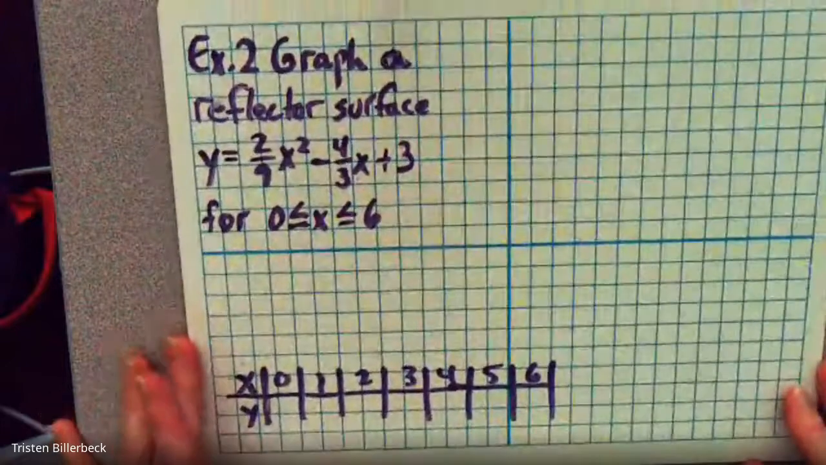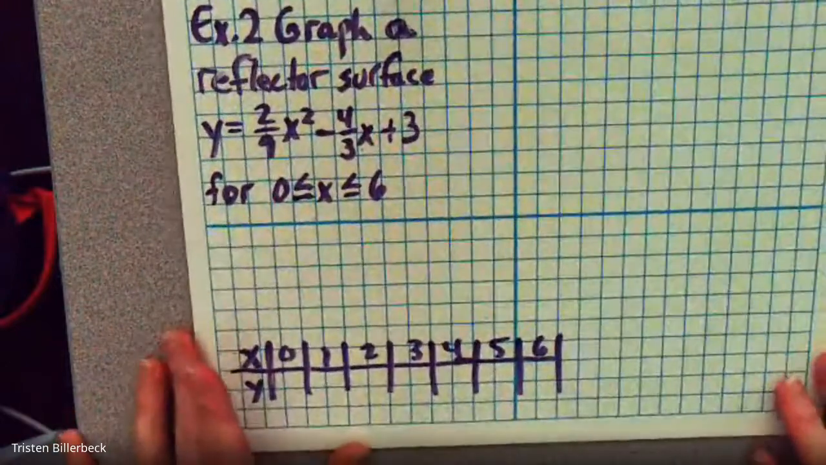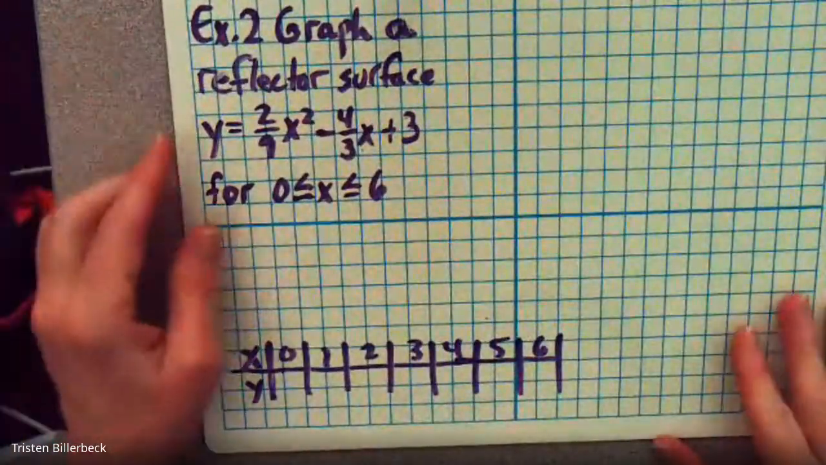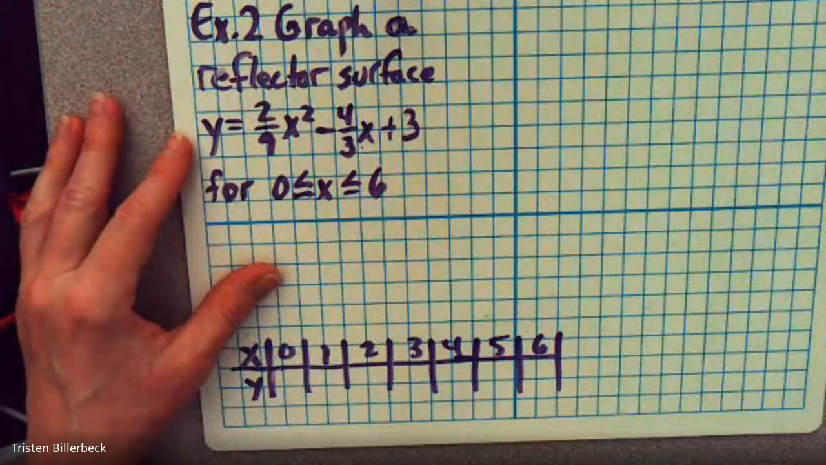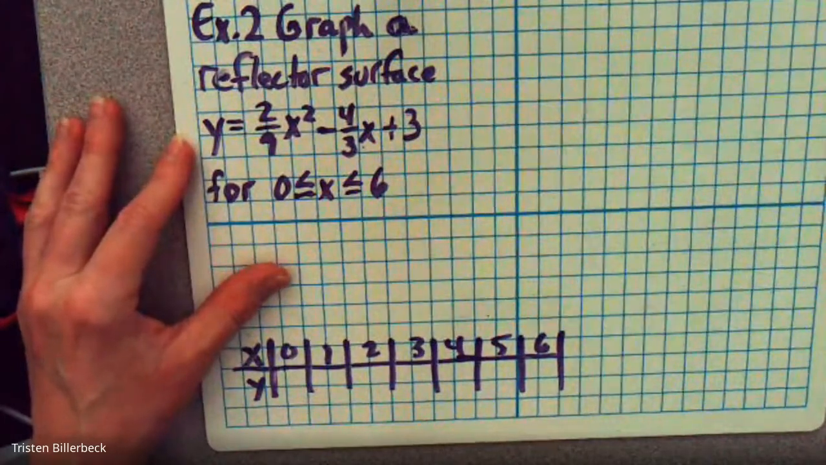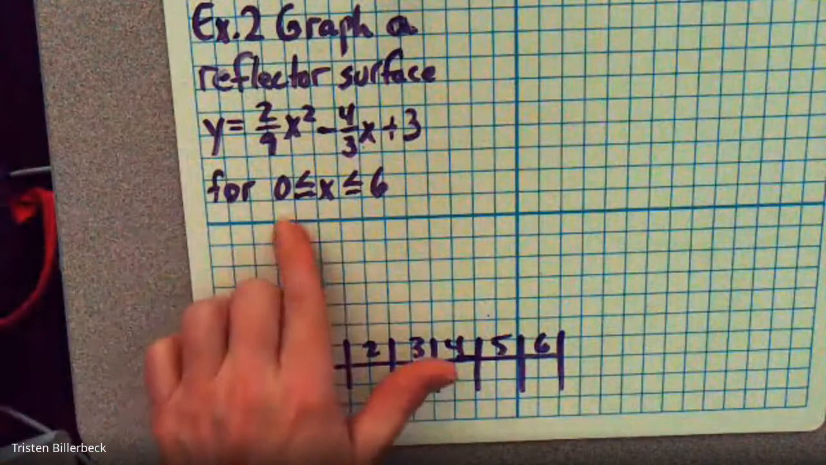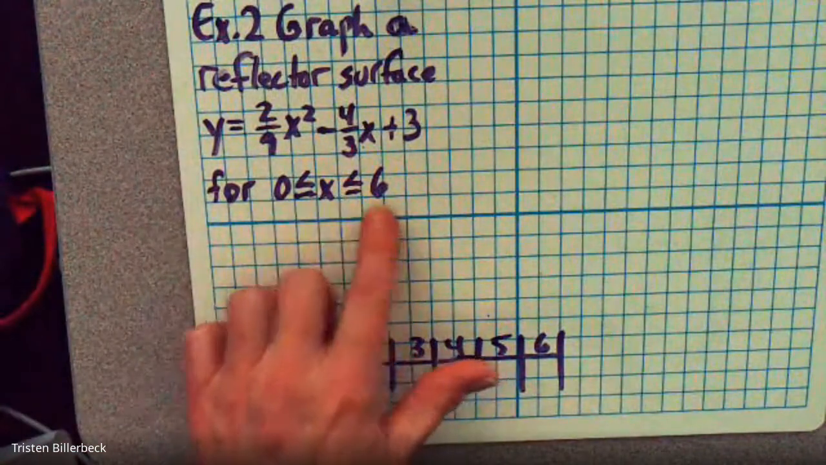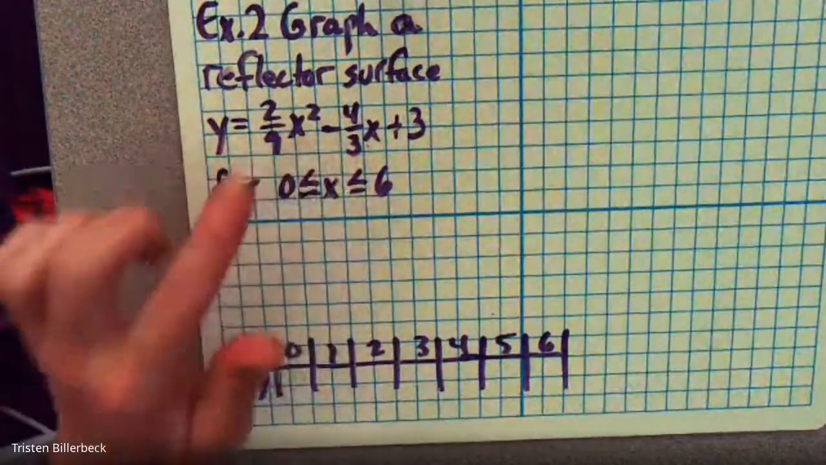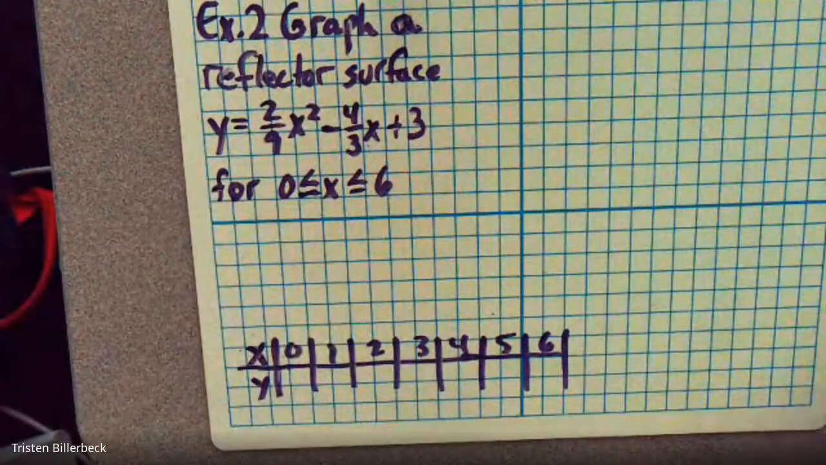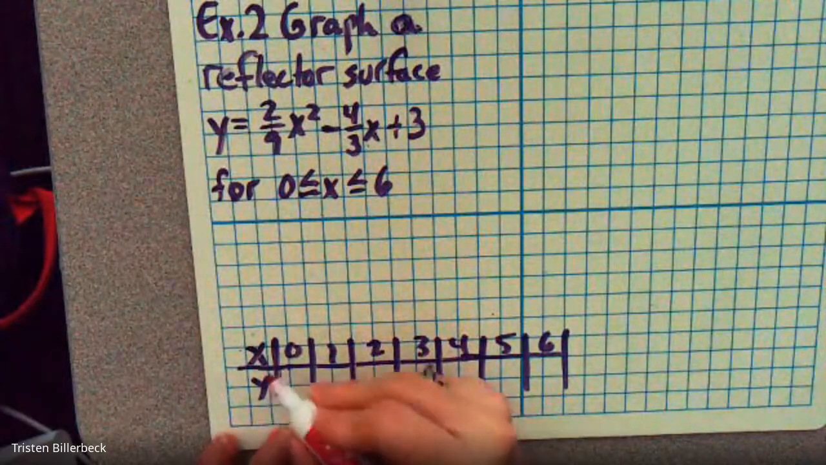All right, let's try this one. This is kind of a little harder. All right, so this is the equation for a reflector surface. So a real life equation where they want to figure out how it will be between 0 and 6. So 0 is easy. 0 minus 0 plus 3. So we have 3 here.